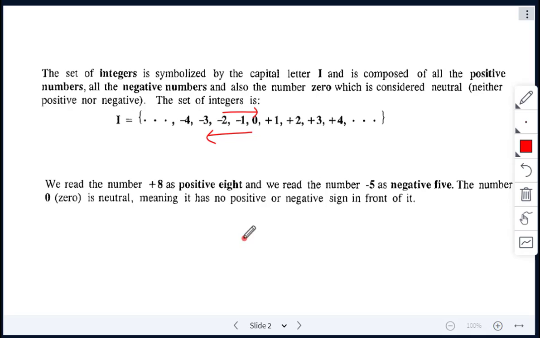The other thing I want to mention is positive 8 is also written as just 8. That means it's positive. Anytime there's no symbol in front of the 8, then it's just a positive 8. So we don't always write positive 8 with the plus symbol in front of it. But a negative number has to have the negative in front of it.